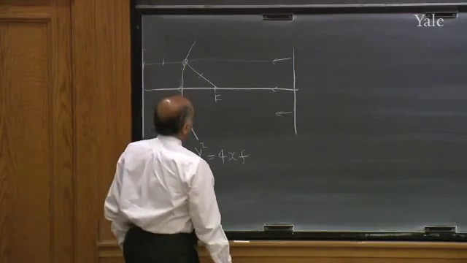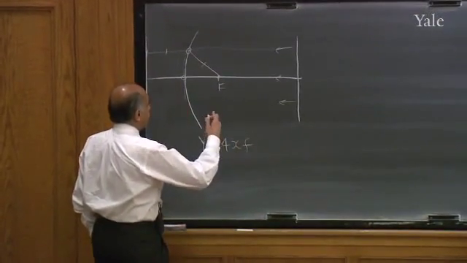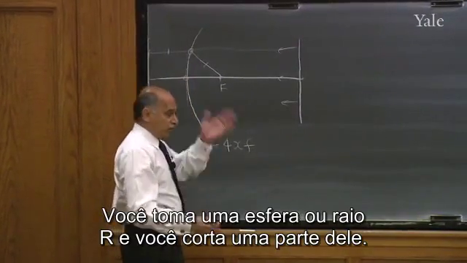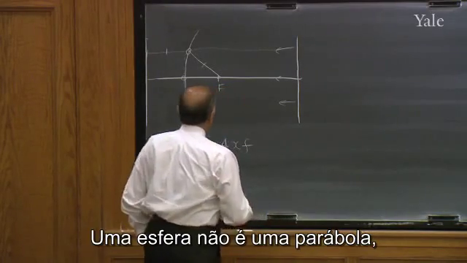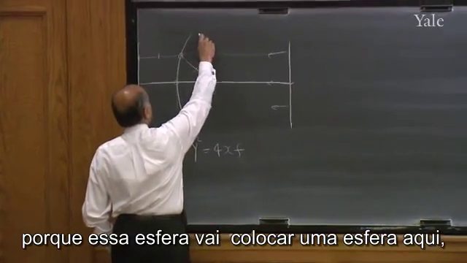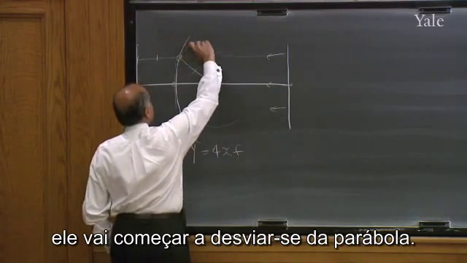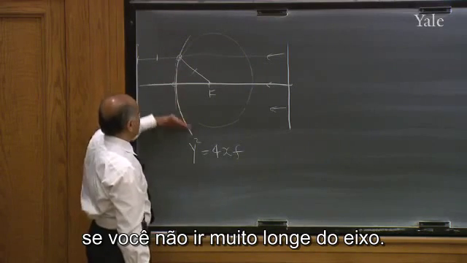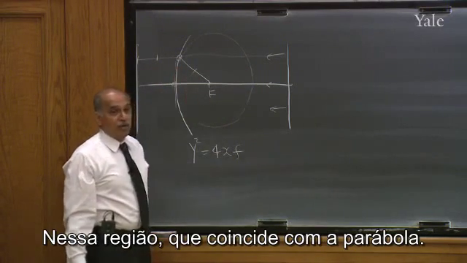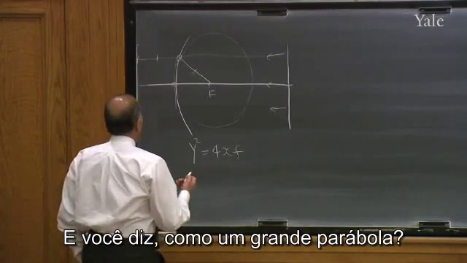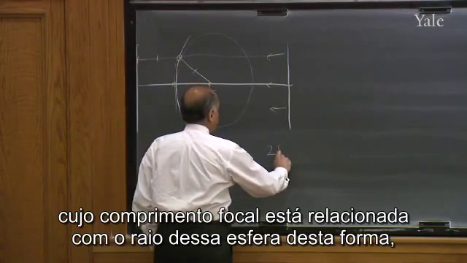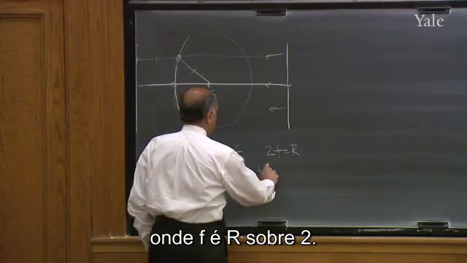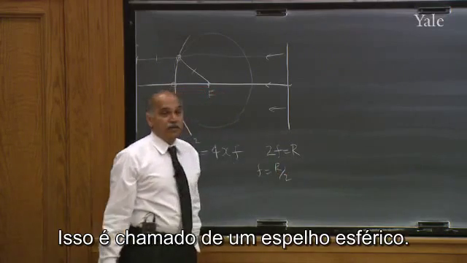Then the next question is, it's not enough to have... I told you that if you want, you can approximate this by a spherical mirror. You take a sphere of radius r, and you slice a portion of it. But a sphere is not a parabola, because a sphere is going to start deviating from the parabola. But you can fool this beam of light if you don't go too far from the axis. In that region, it coincides with the parabola. And you say, how big a parabola? Well, it looks like a parabola whose focal length is related to the radius of that sphere in this fashion, or f is r over 2. That's called a spherical mirror.